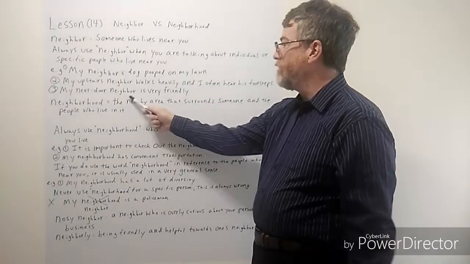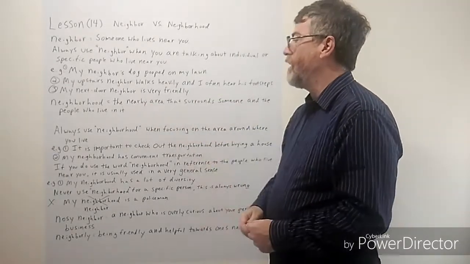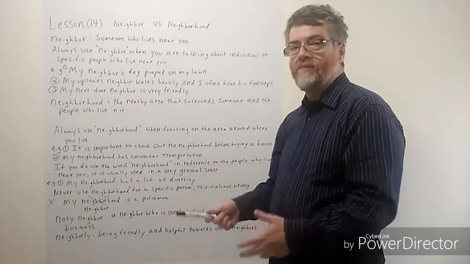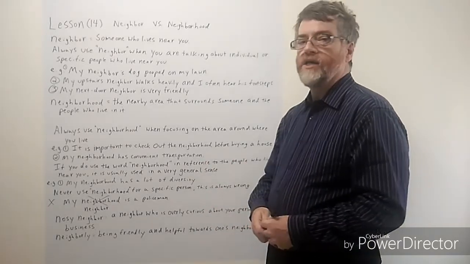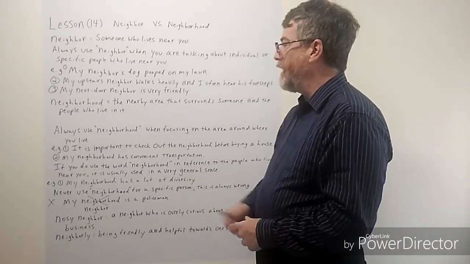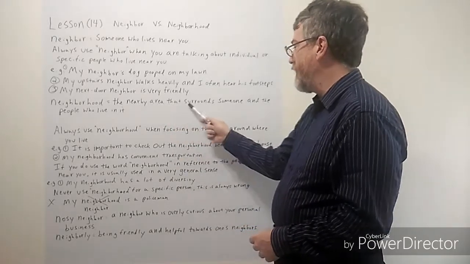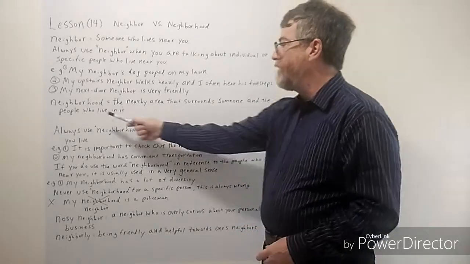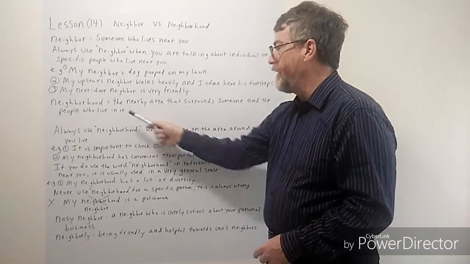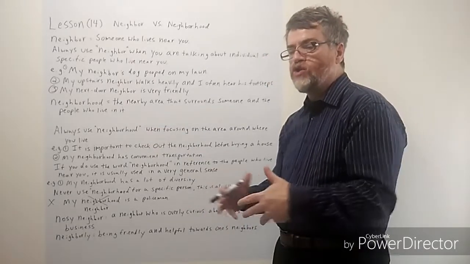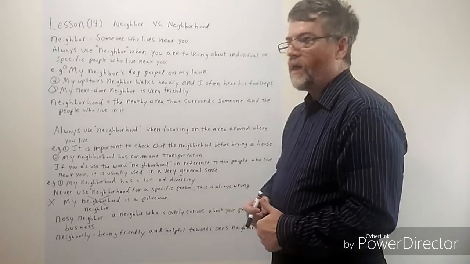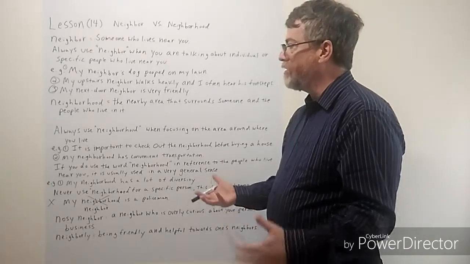So my next door neighbor is very friendly. Okay, again, you definitely use neighbor. You would not use neighborhood in this sort of situation. All right, so when do we use neighborhood? The nearby area that surrounds someone and the people who live in it. Yeah, especially when you are focusing on the area, the streets around your home, then that is your neighborhood.